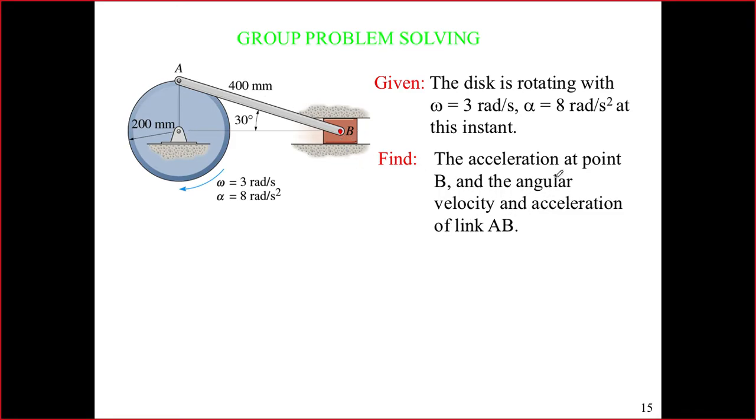Let's go, okay, let's start with this. So we have to find the acceleration of B, the angular velocity omega AB, and the angular acceleration alpha AB. These are the three things that we're trying to find. So let's have a think about this. First of all, tell me guys, this wheel, the disc, is rotating in a clockwise direction, which means what would be the velocity of A, the direction of the velocity of A?